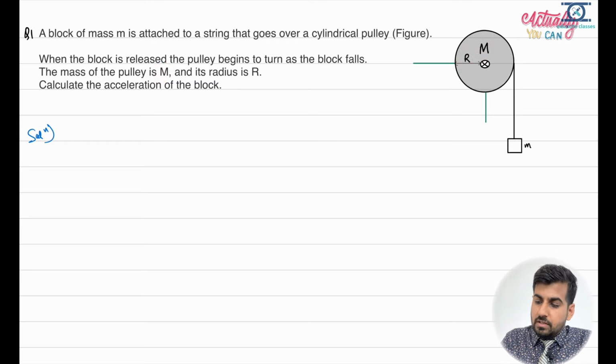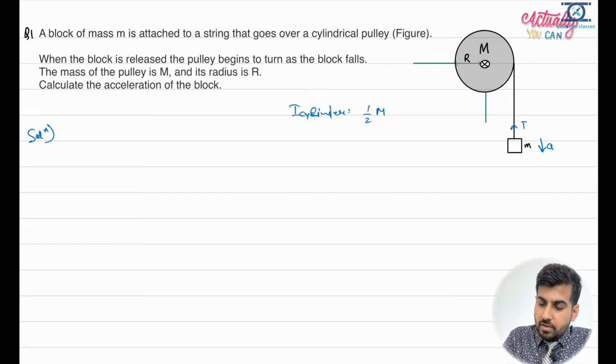So we know that the block will go in this direction, and there will be a tension developed here. Also it will be given in the question that the moment of inertia of the cylinder is half MR square. So using this moment of inertia for the cylinder, we have to find the acceleration. Now these types of questions are quite common. So if I want to draw the free body diagram, it will look like this.